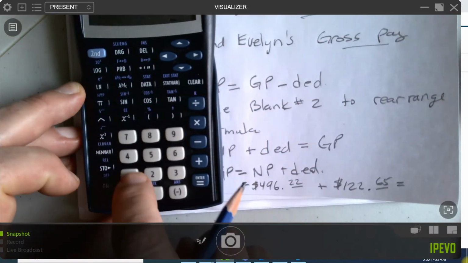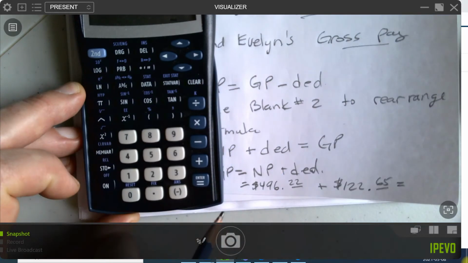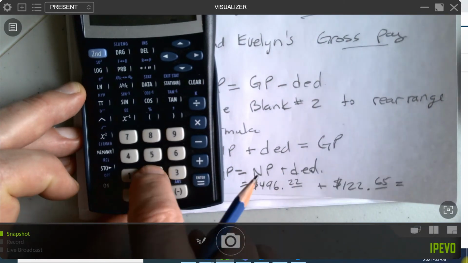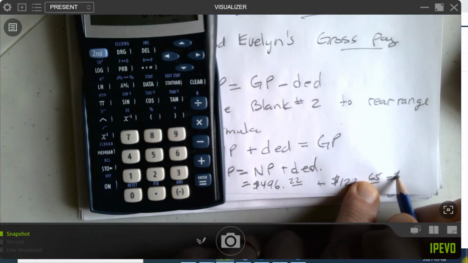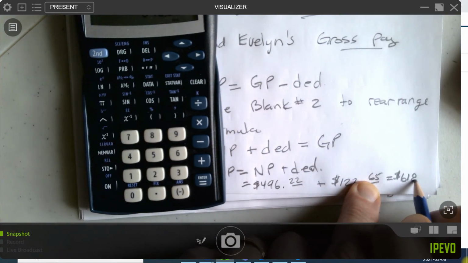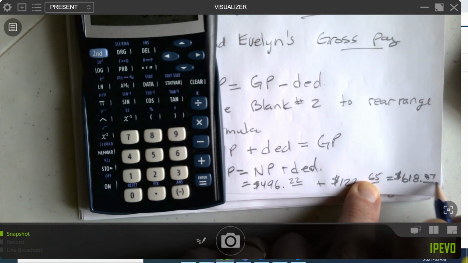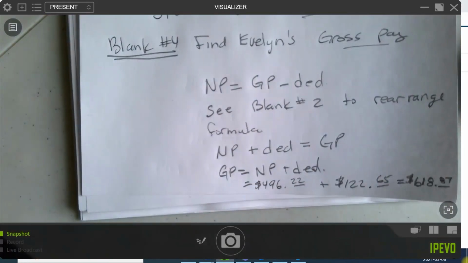And we got $496.22 plus $122.65 gives me a total of $618.87. So that's our answer for blank number 4.